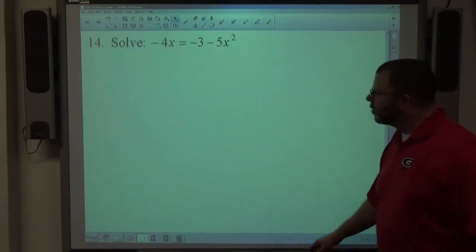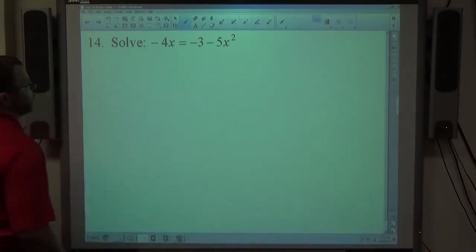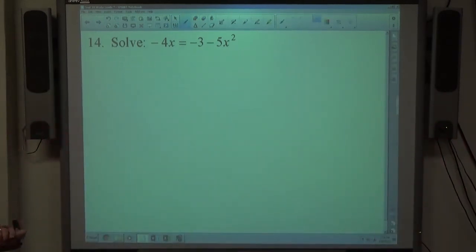Number 14, we're going to solve this, and the technique we've used so far is completing the square, so I'm going to assume that's what we're going to use here. We also have the quadratic formula at our disposal if we wish. I'll do it both ways. You can pick and choose which way you want to do it on the test.